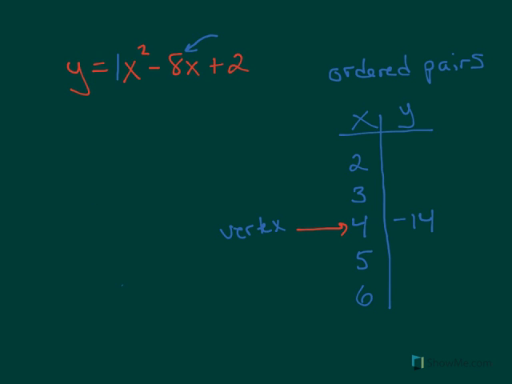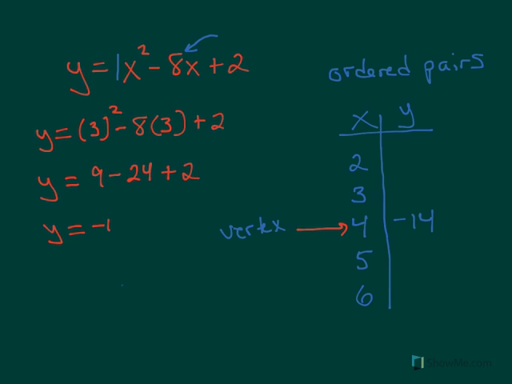So let's go ahead and plug in the next x value. Let's plug in a 3. So we'll say y equals 3 squared minus 8 times 3 plus 2. So y equals 9 minus 24 plus 2. And 9 minus 24 plus 2 should get you negative 13. So that will be our y value when x is 3. And then let's go do the x value for 2.